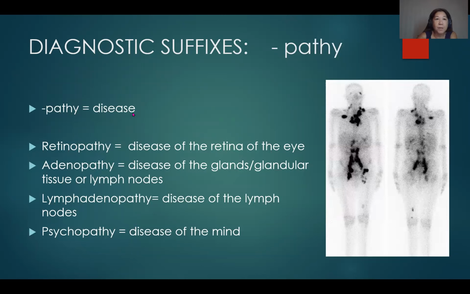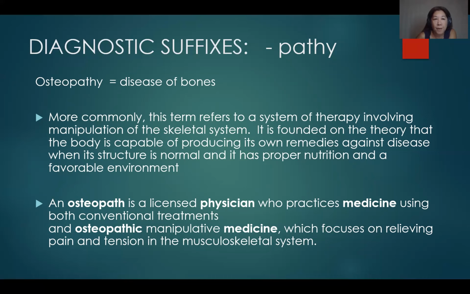Osteo is bone. But more commonly, this term refers to a system of therapy that involves the manipulation of the skeletal system. And it's based on a theory that the body is capable of producing its own remedies against disease when its structure is normal and it has the proper nutrition and a favorable environment. So an osteopath is a licensed physician who practices medicine using both conventional methods and osteopathic manipulative medicine, which focuses on relieving pain and tension in the musculoskeletal system. So osteopathy is a disease of bone.